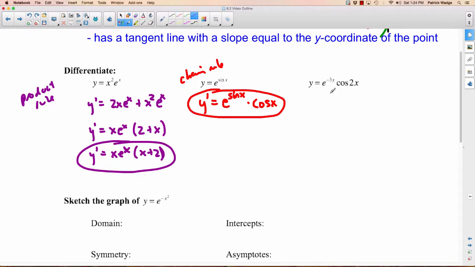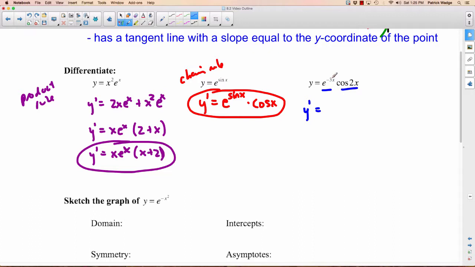Okay, the last one here, a little tricky. You're going to have product rule and chain rule, I believe. So we've got one piece here and we've got one piece here. We're going to use the product rule. So the first thing we're going to do is take the derivative of the first piece, and you've got chain rule here. So first we have to take the outer function, which is e to the something.